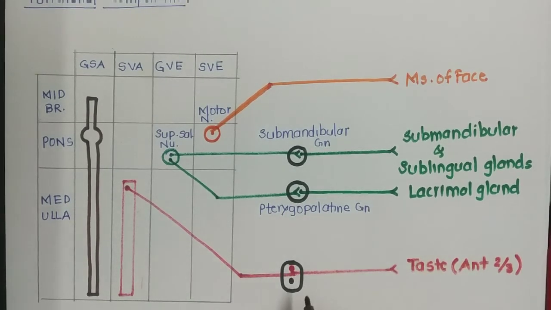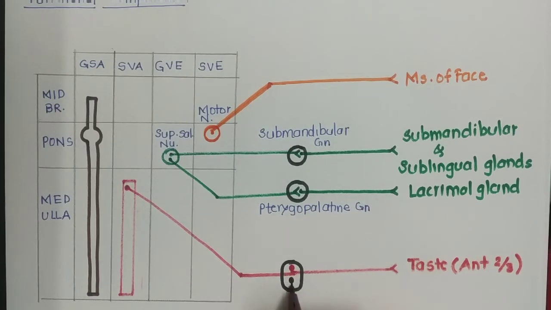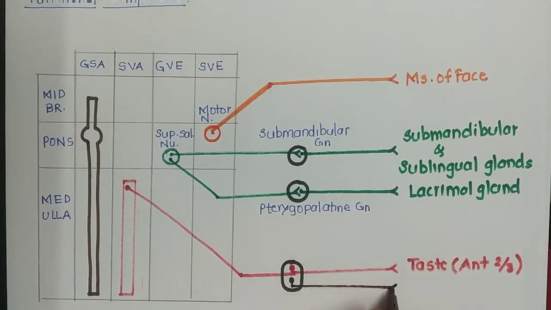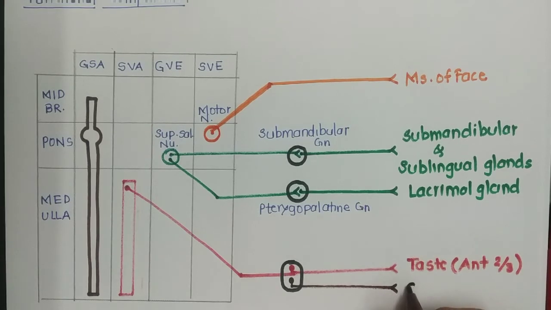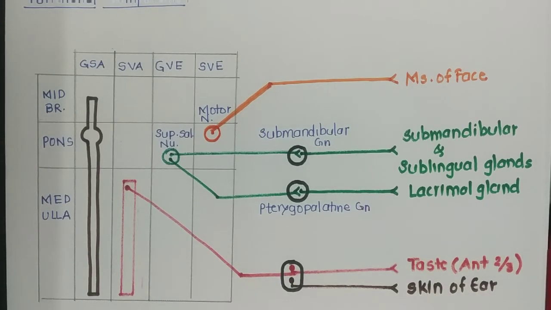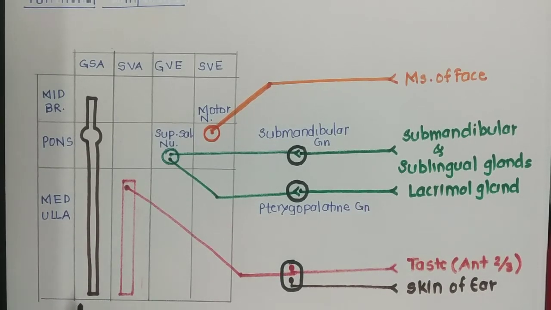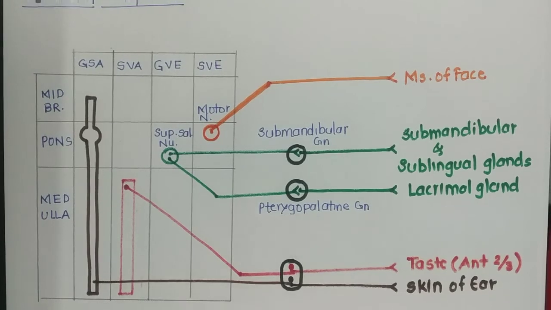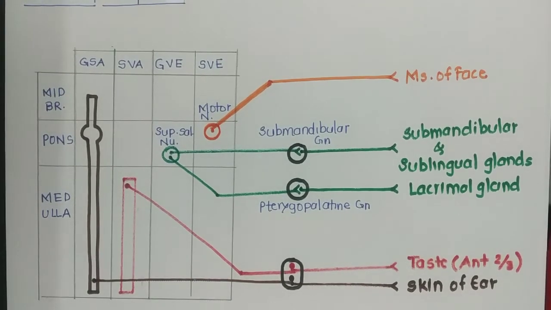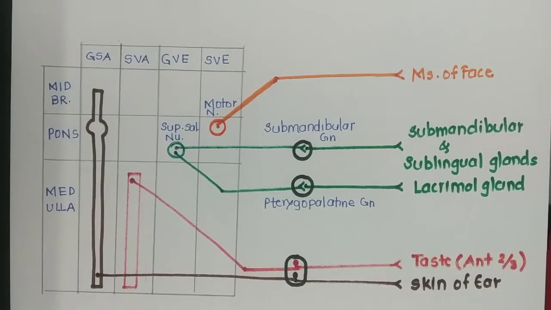Now the peripheral process of this cell innervates the skin of external ear. So they innervate the skin of ear, and the central process goes and terminates in the spinal nucleus of the trigeminal nerve. So they terminate in the spinal nucleus of trigeminal nerve. So these are the four components.